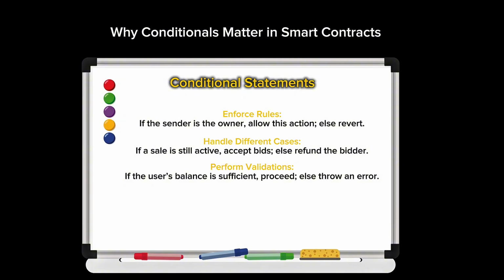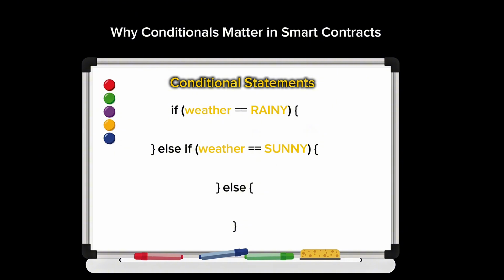For a real-world analogy, imagine a robot programmed to respond to weather. The code might read: if weather is rainy, wear umbrella. Else if weather is sunny, wear sunglasses. Else, continue normal. This is just like our code. The robot checks if it's raining.